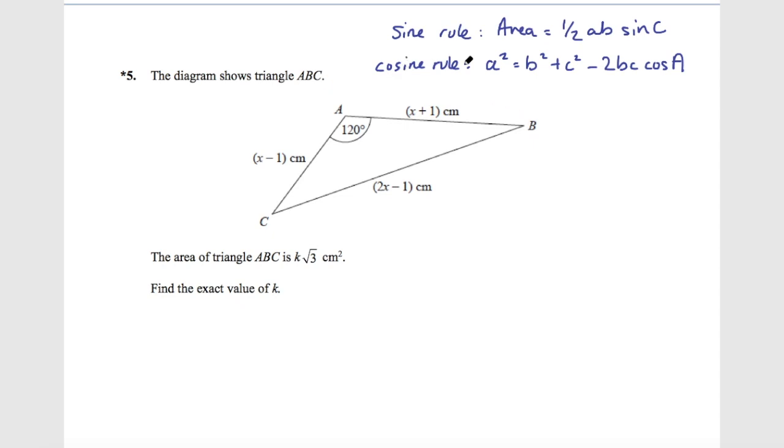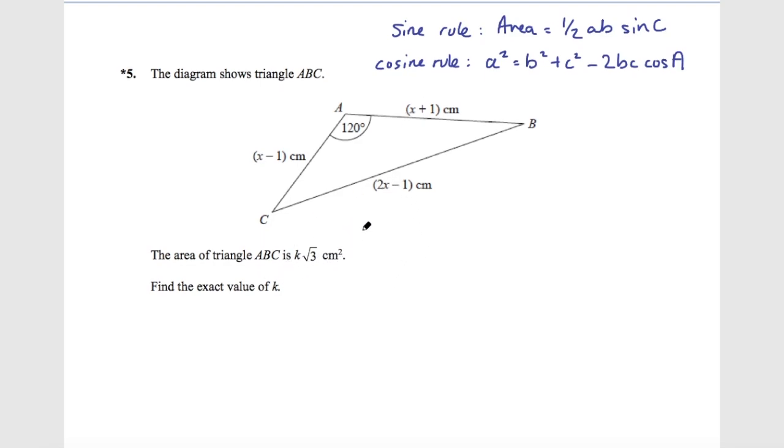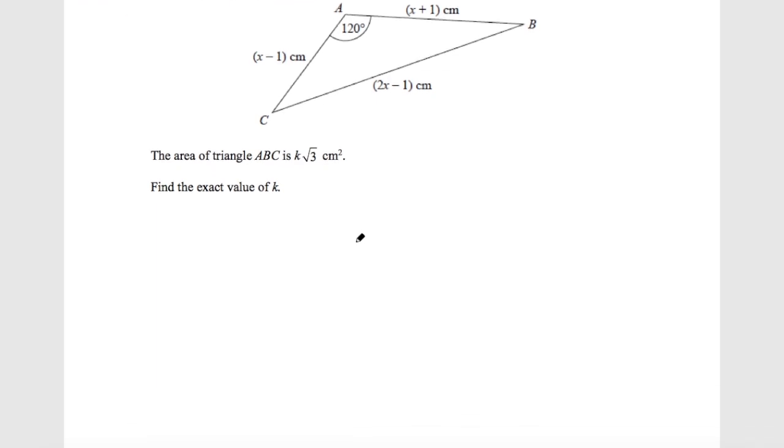So if we use the cosine rule, we can relate all of these side lengths together along with this angle, and that's going to allow me to solve for x, because I'll have one equation with one unknown, and as long as I've got one equation for one unknown, I'm able to solve for that unknown. So the first thing I'm going to do is to find what x equals, and then I'll worry about this area stuff later. So let's get started on finding what x equals.